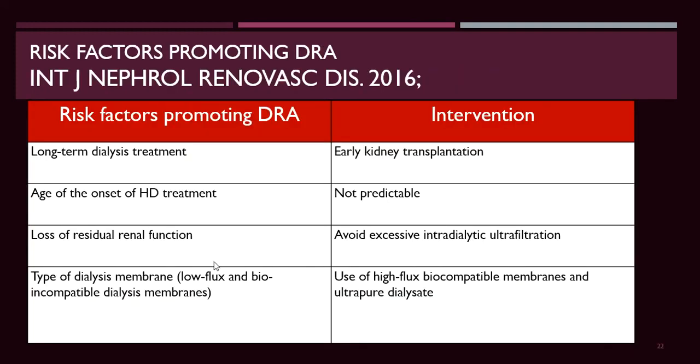Risk factors promoting dialysis-related amyloidosis: long-term dialysis treatment, age of onset of hemodialysis treatment, loss of residual renal function, and the type of dialysis membrane, low flux against high flux, biocompatible against bioincompatible. Intervention is mainly preventive action. You should do dialysis with high quality before going to high flux membrane.